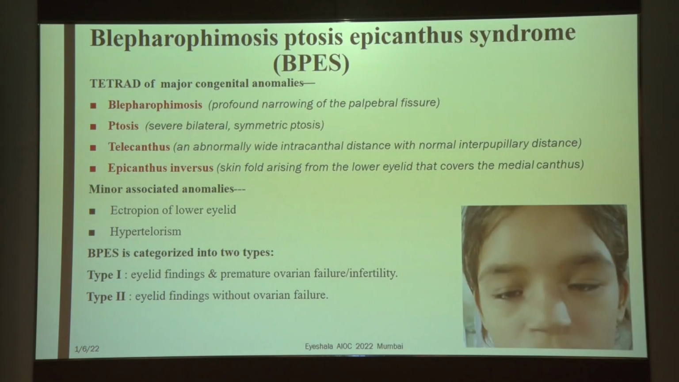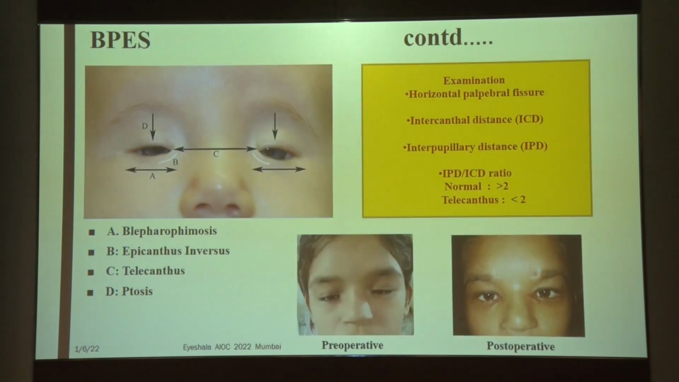The blepharophimosis, it is a tetrad: the horizontal narrowing of the palpebral fissure; ptosis, generally severe, bilateral and symmetric; telecanthus, which is the increase in the intercanthal distance; and a skin fold that is present, epicanthus inversus. And there may be other associated symptoms and signs, and it is labeled type 1 if ovarian failure is there, type 2 if it is absent.